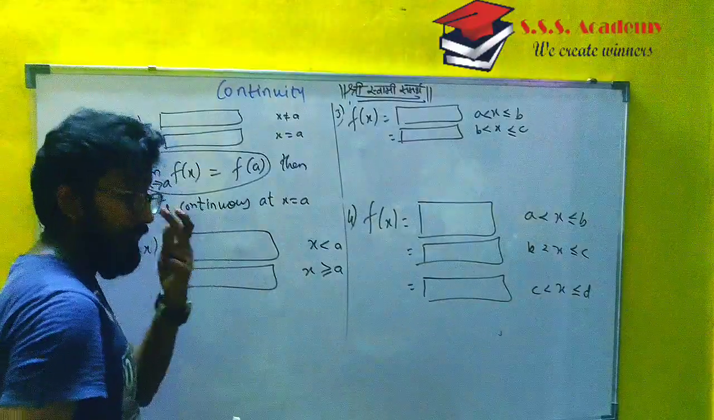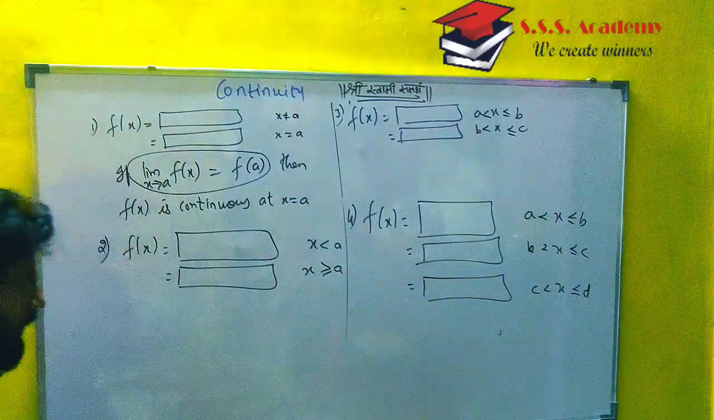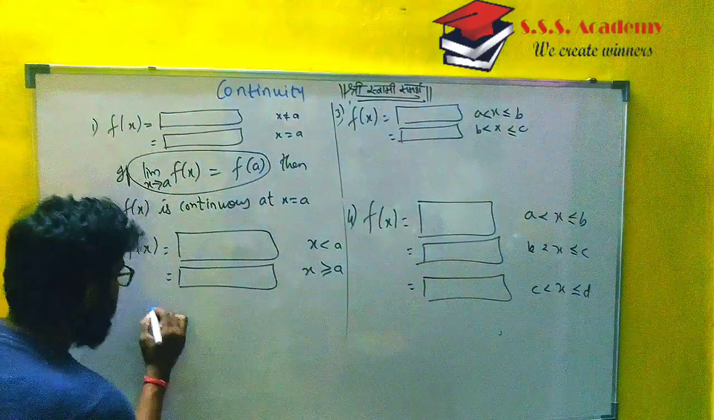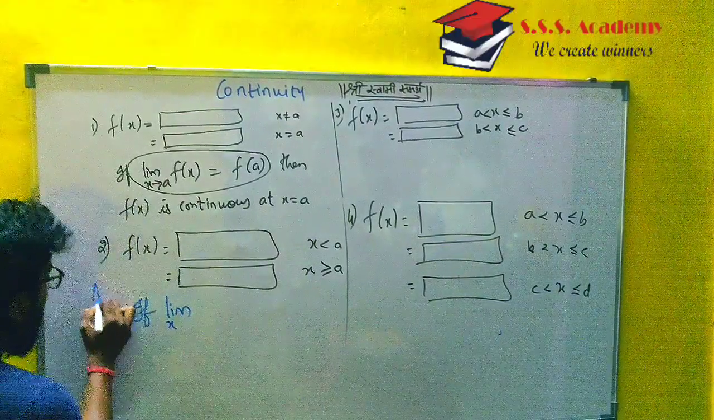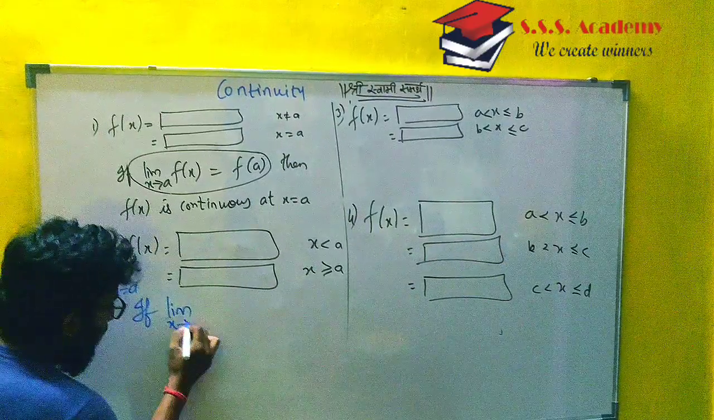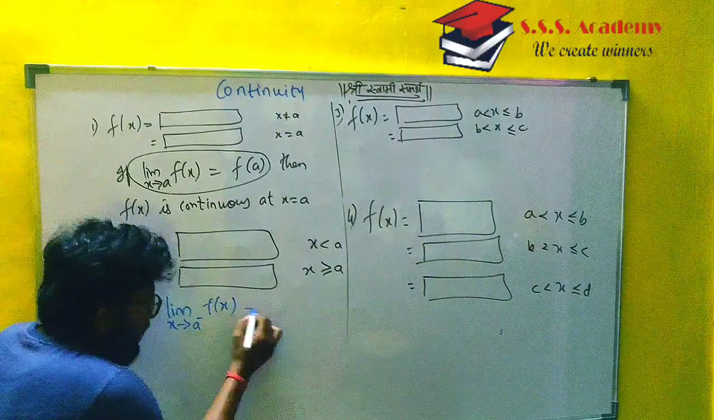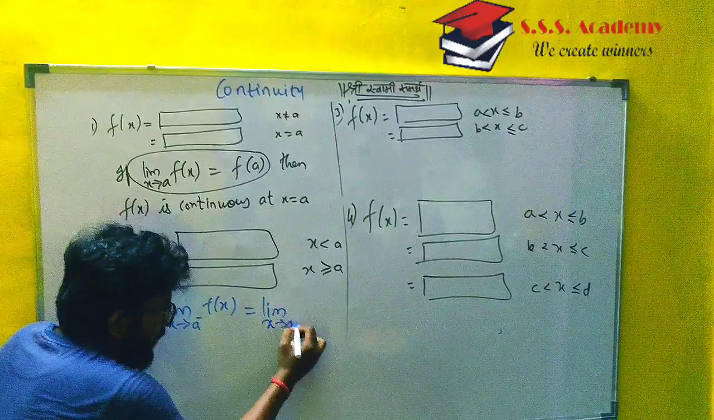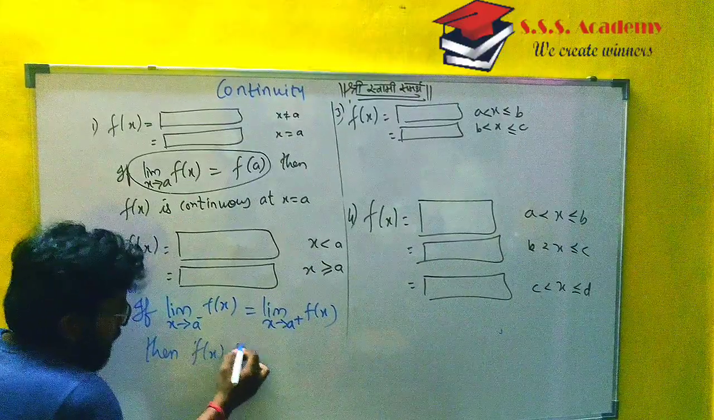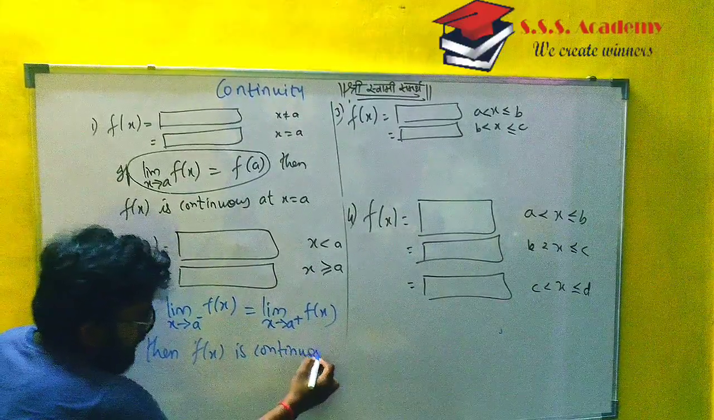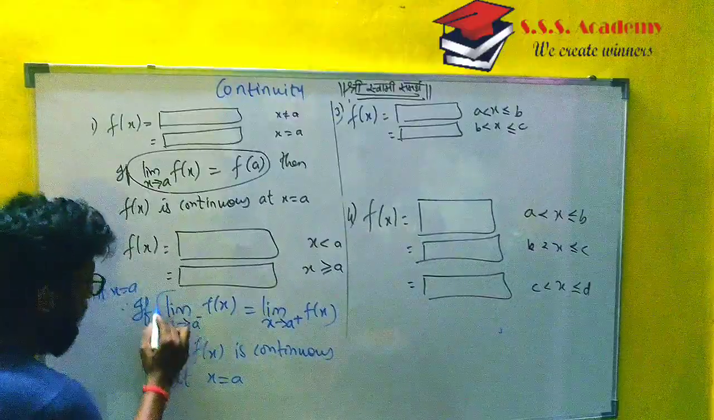That means we are getting two different functions, and at point a the function is getting broken. Since an inequality is present, we'll say that if the left hand limit at x equals a, how do we show a left hand limit? x tends to a minus f of x, equals limit x tends to a plus f of x, then we'll say that the function is continuous at x equals a. Okay, so this is the important part.